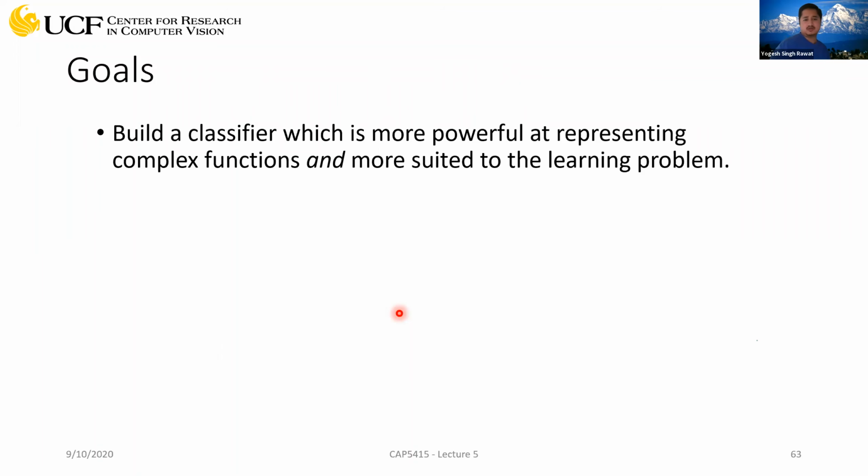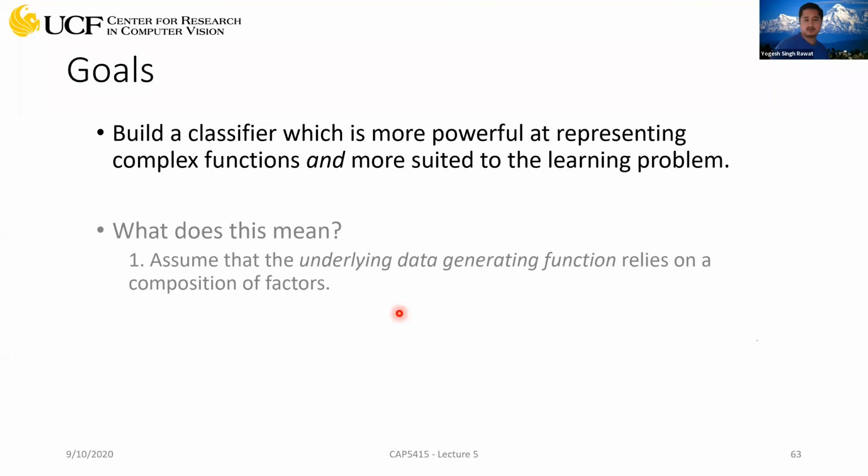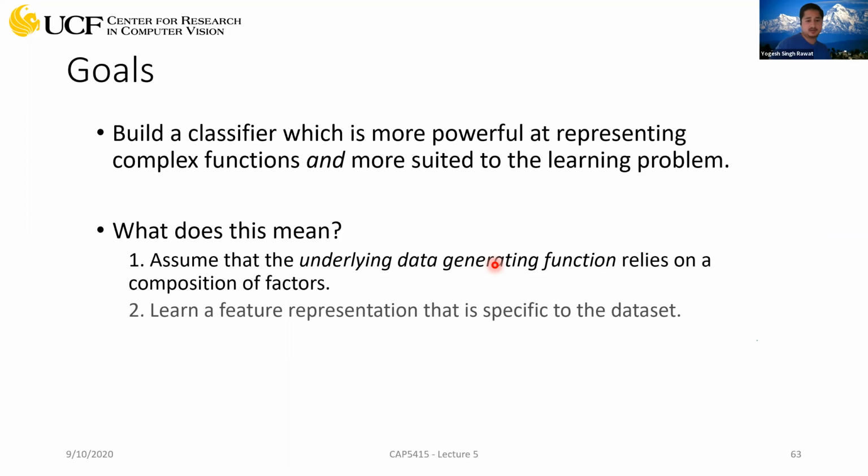All right, so the goals are simple. We want to represent complex functions which are suited for the problem we're trying to solve. This means that we assume whatever data we have in our current training set, there is an underlying generating function which we want to mimic using this MLP. We should be able to do that composition using this sequence of layers, and then learn a good feature representation which is specific to the dataset or the problem we're trying to solve.